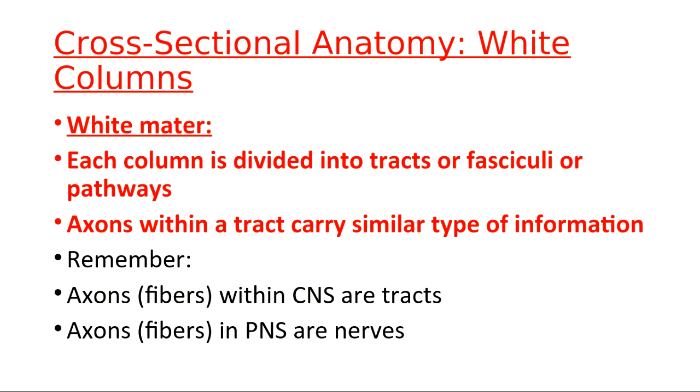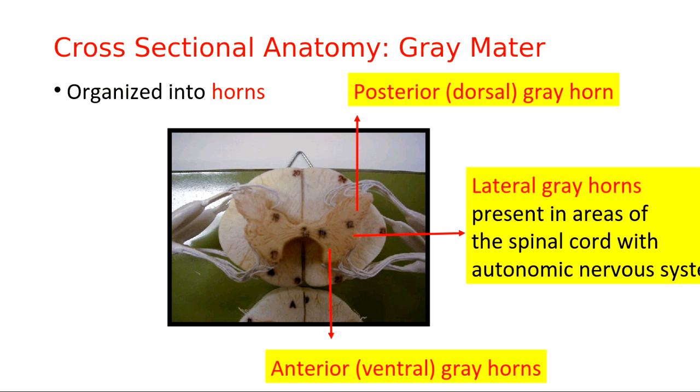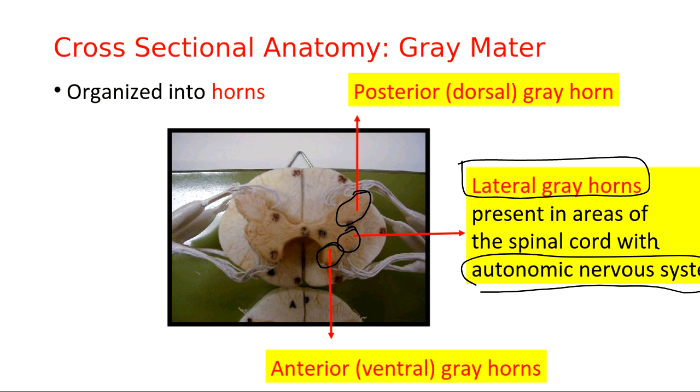Gray matter areas are called horns. And so we're going to have the posterior gray horns, lateral gray horns, and anterior gray horns. Notice that the lateral gray horns are present in areas of the spinal cord with autonomic nervous system function. So the lateral gray horns are not going to be present in all areas of the spinal cord.